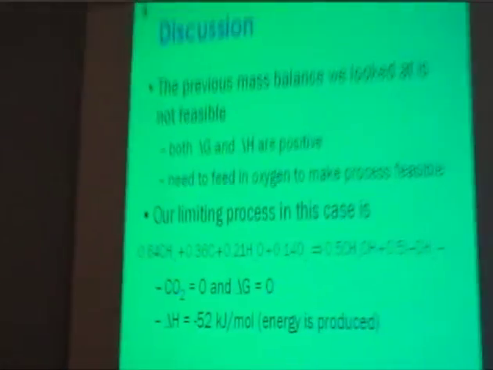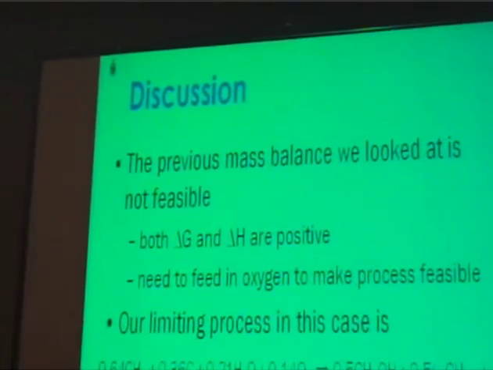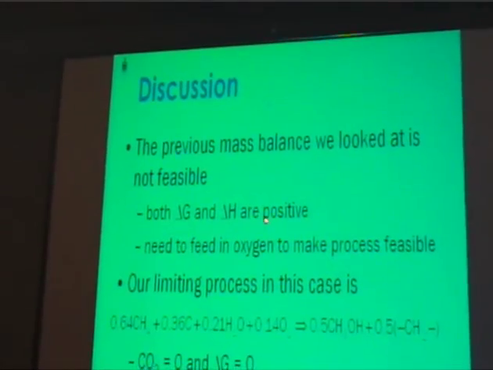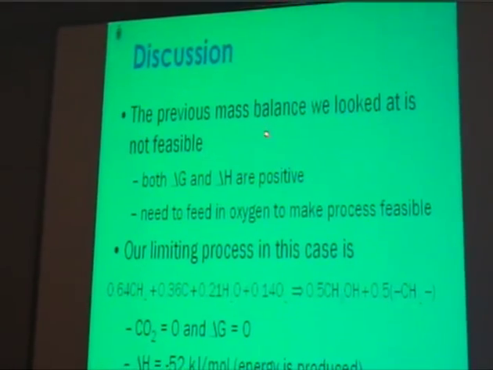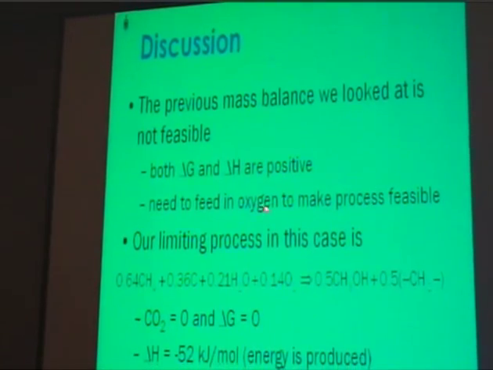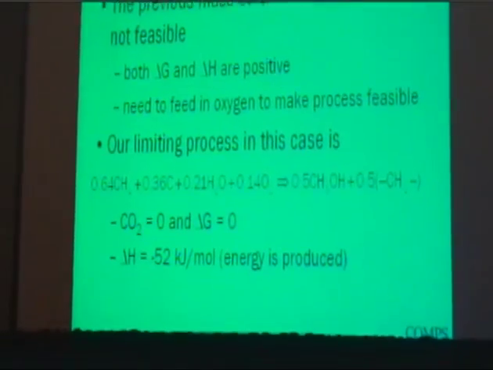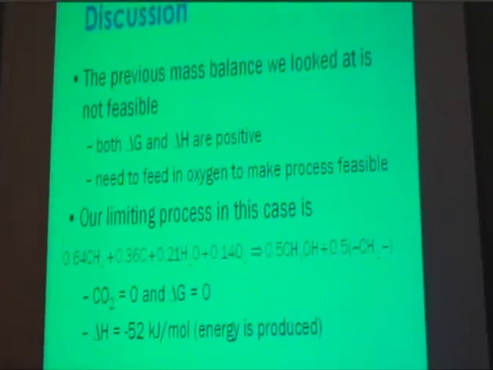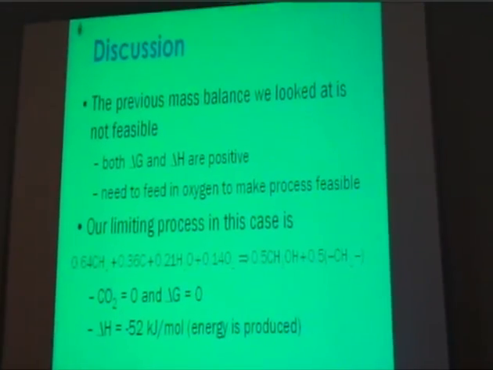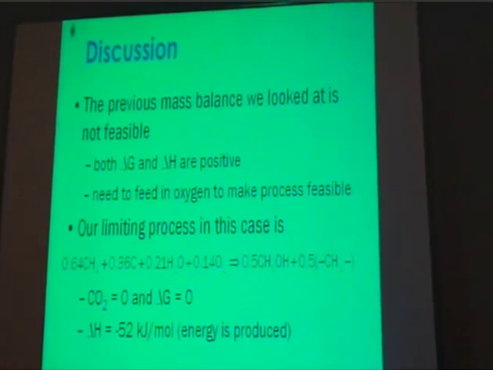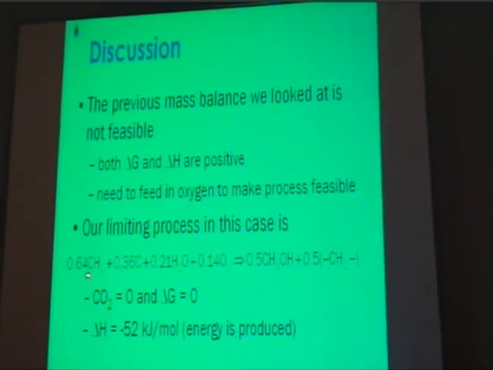To try and reduce those to words and numbers, to make it easier to understand: both delta G and delta H are positive for the half and half product we looked at earlier, which means we need to feed in oxygen to make the process feasible. Well, we all know CTL and GTL don't work unless you have some way of making energy, and you need to combust either the coal or the methane to do that. So the limiting process we end up with from an overall case perspective is the following one.